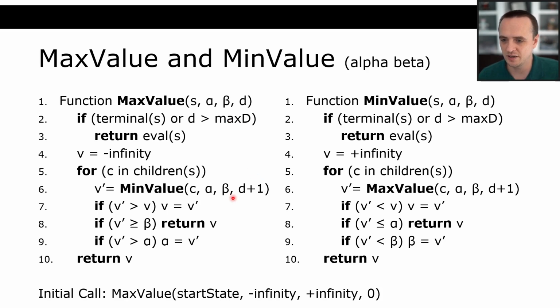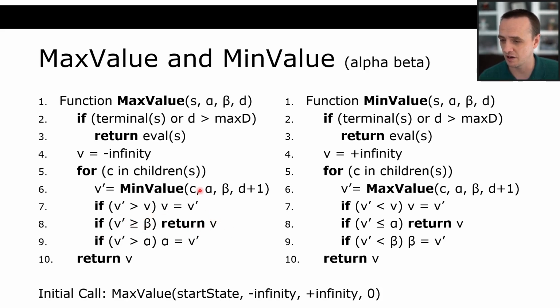And what's happening here is that we're introducing alpha and beta as parameters to the function. And down here, we're going to do two extra checks that says if v prime is greater than or equal to beta, return v.